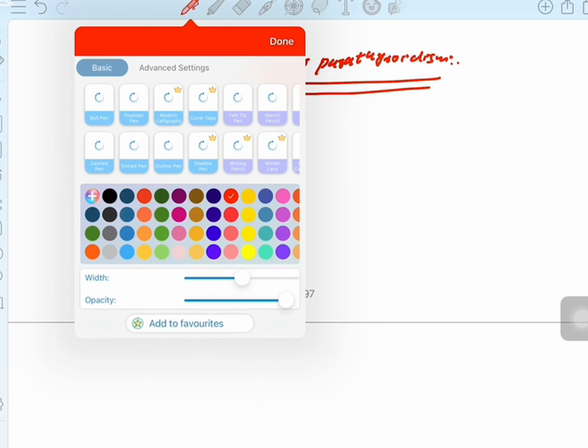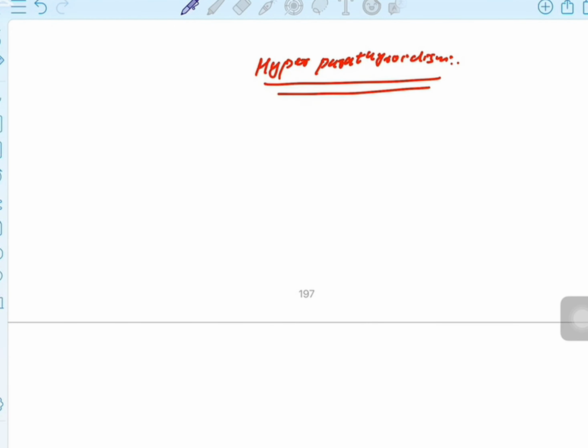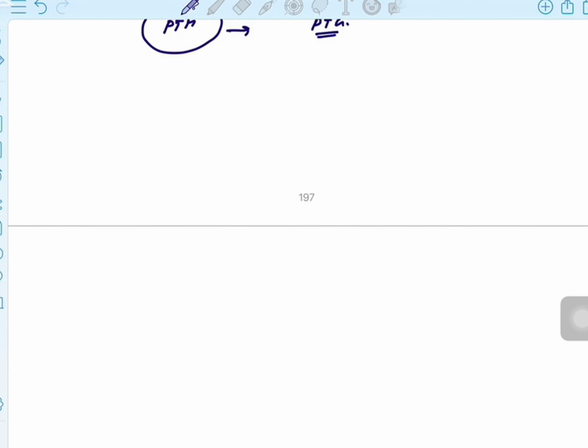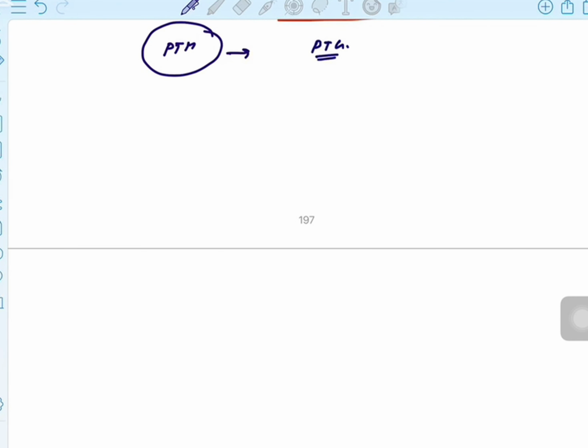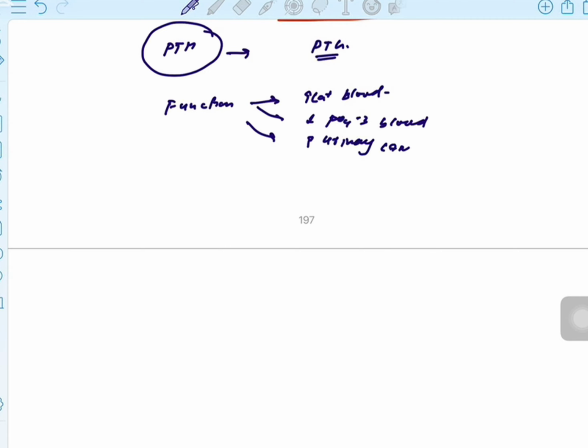Today we will discuss hyperparathyroidism. Before that, we will discuss what parathyroid hormone is. Parathyroid hormone is secreted from the parathyroid gland. The main function of parathyroid hormone is to increase the level of calcium in your blood, decrease the level of phosphate in your blood, and increase the level of urinary cAMP.